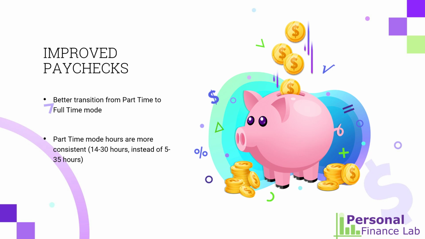So now as soon as a student becomes a full-time worker, they're going to get their full-time paychecks. They're not waiting for any paychecks from their last job to still come in. And students who are in part-time mode are going to get more consistent hours. It used to be you get anywhere from 5 to 35 hours, which is why students could get a really low month. Now the minimum is 14 hours. So that means that students every month are going to at least be able to pay their basic bills.